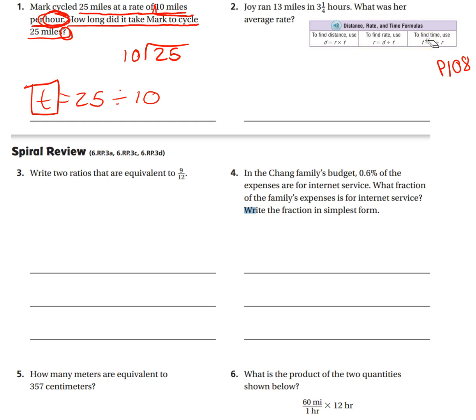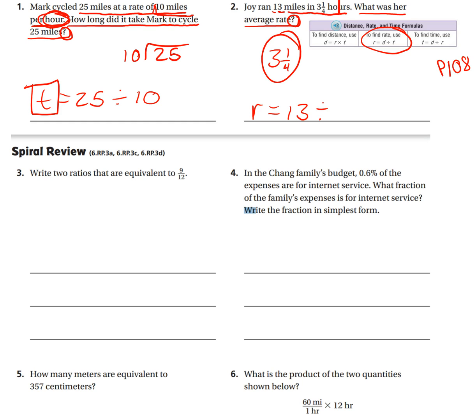All right, let's go on to number 2. Joy ran 13 miles in 3 1/4 hours. What was her average rate? So we need to find rate. So we don't know rate, but we know the distance, 13, and we know the time. Now, this is 3 1/4. My suggestion to you would be to change this to a decimal. I think that's going to make it easier for the division.